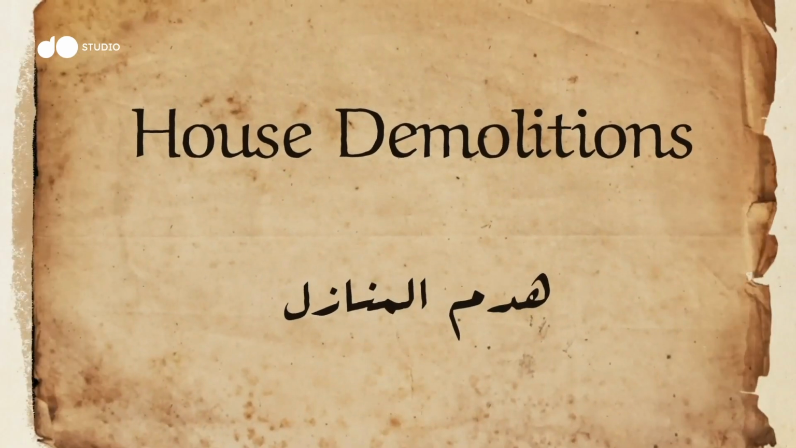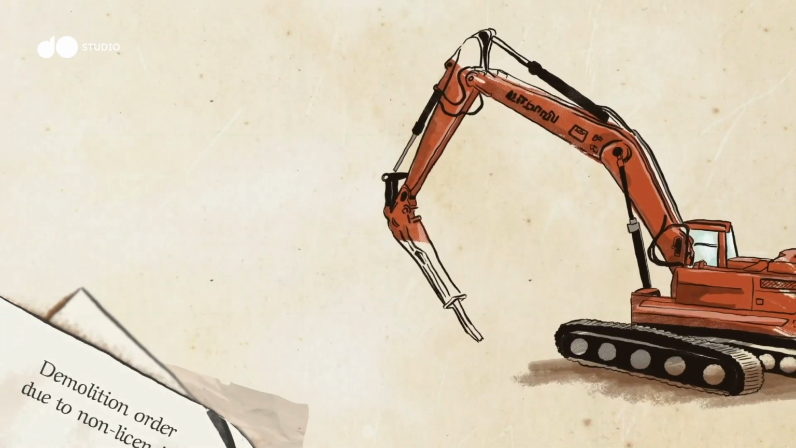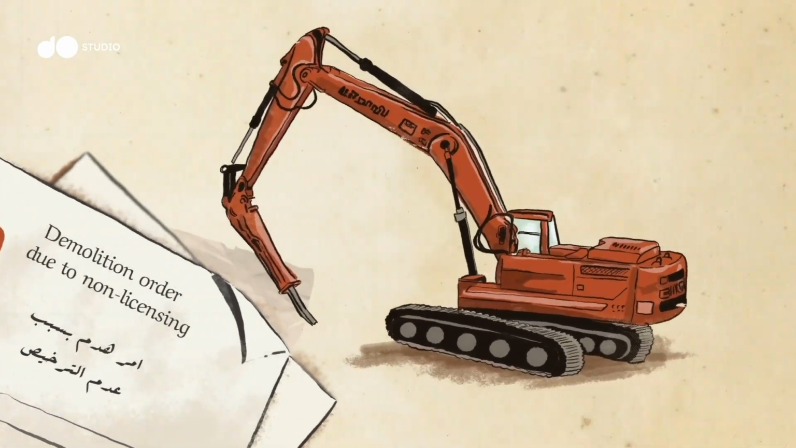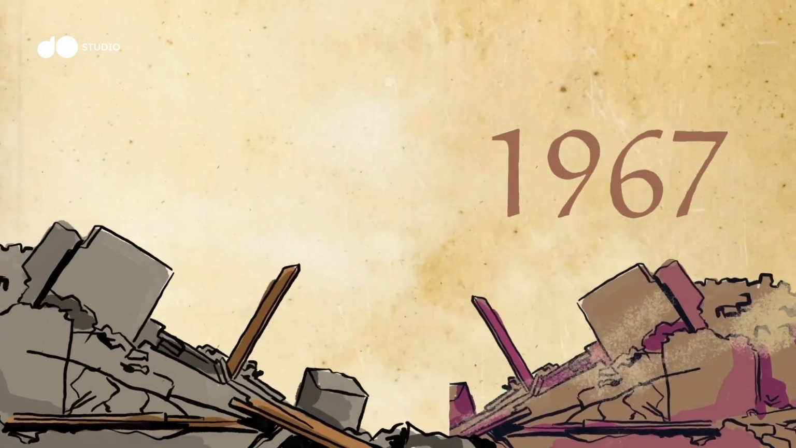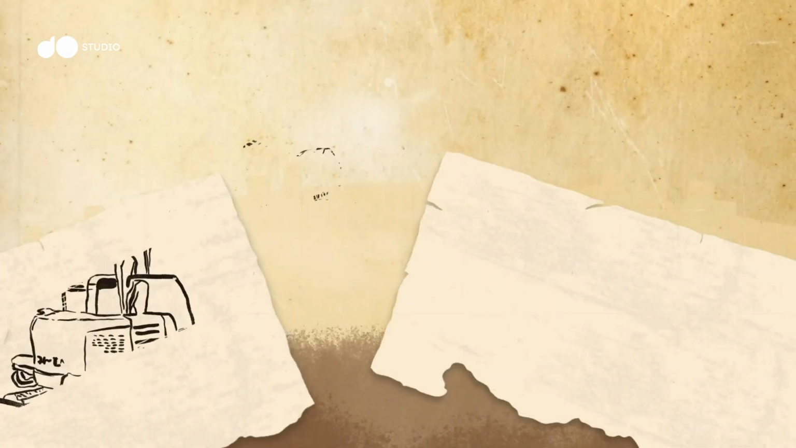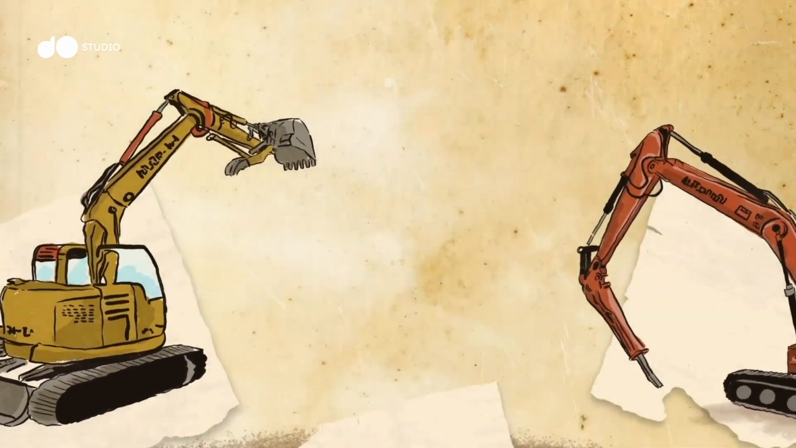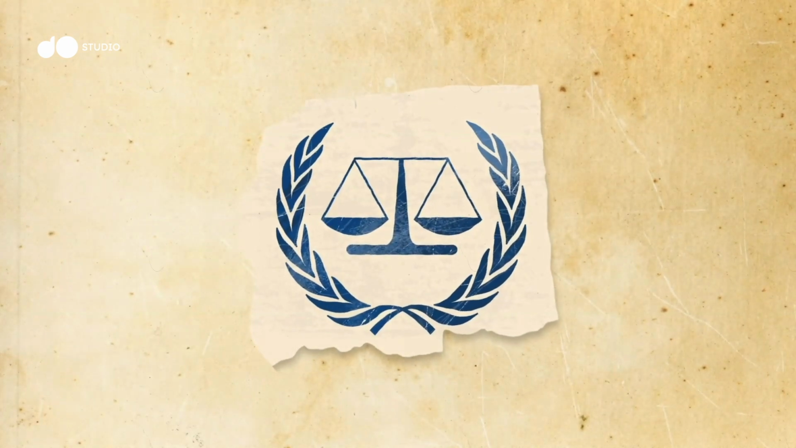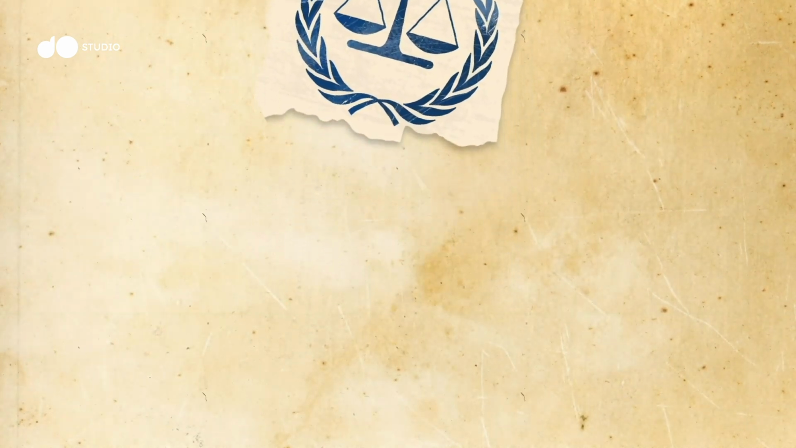House demolitions. Israel, the occupying power, demolishes houses of Palestinians under different pretexts, but mainly under the pretext of unlicensed construction. Tens of thousands of Palestinian homes have been demolished since 1967. The demolition of these houses is considered a destruction that is not justified by military necessity and is prohibited by Article 147 of the Convention. It also amounts to a war crime under the Rome Statute of the International Criminal Court.